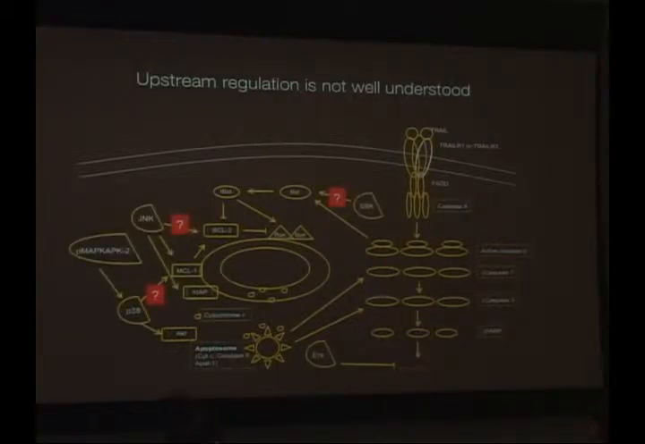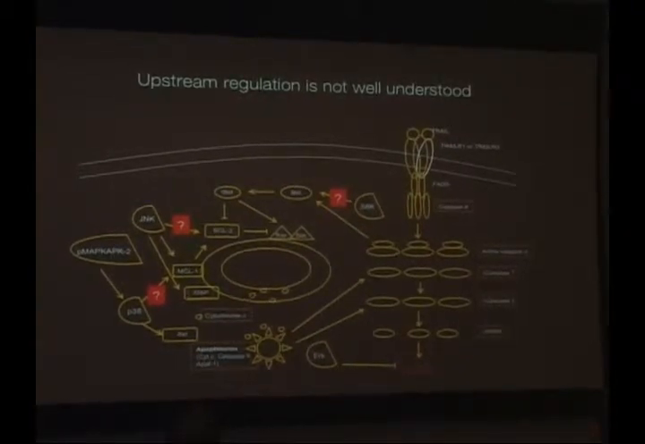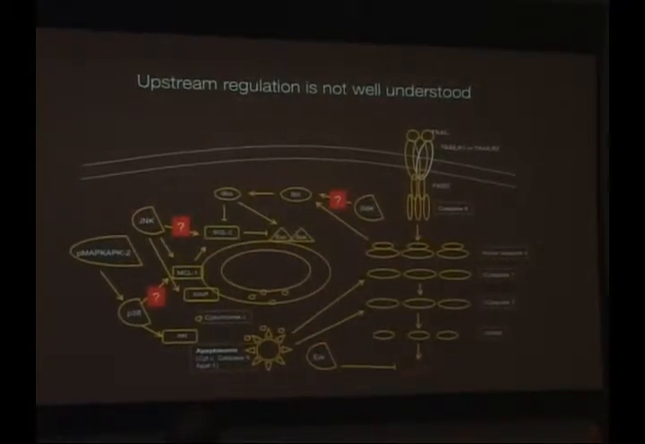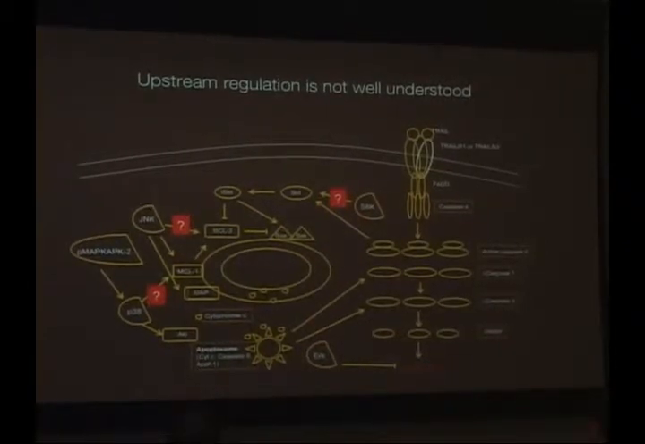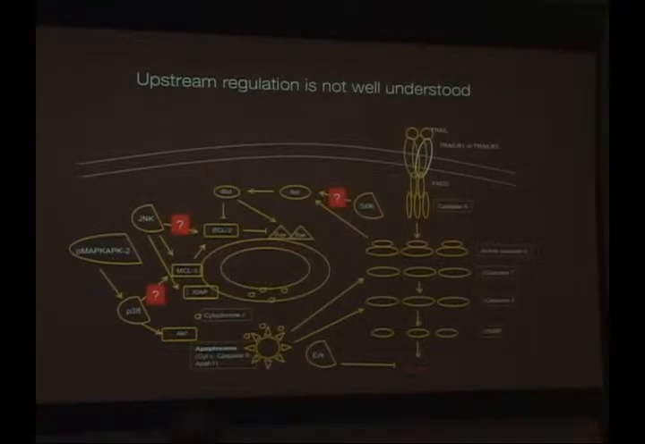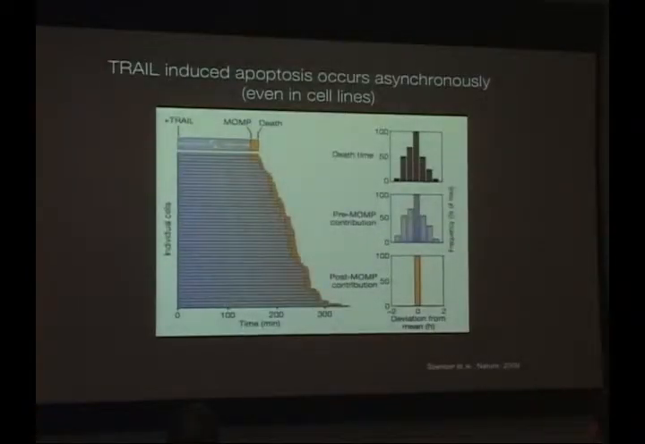But what's not really well-defined is all these upstream signaling kinases and proteases that are involved in the process. We know that they're implicated, but we don't really understand how. And part of the reason that we don't understand how all these other upstream proteins regulate TRAIL-induced apoptosis is that TRAIL-induced apoptosis happens asynchronously, even in cell lines.